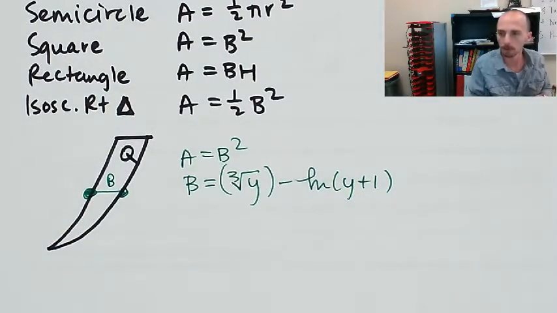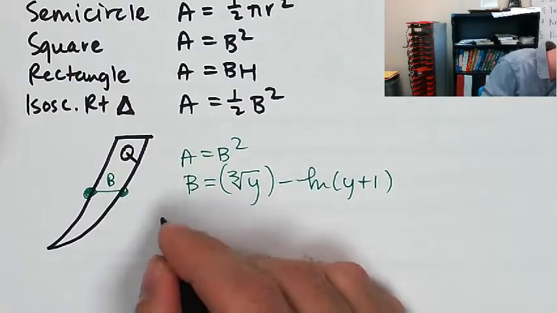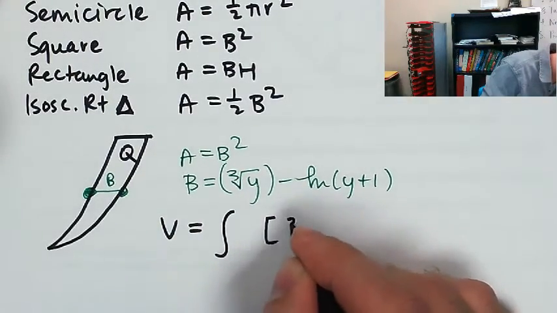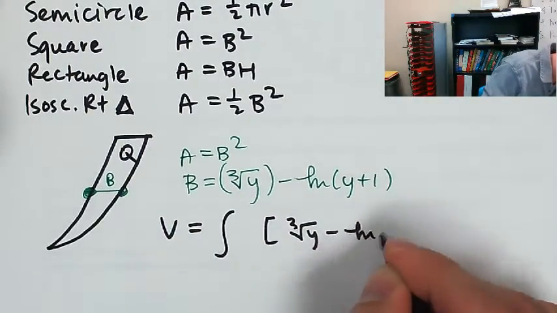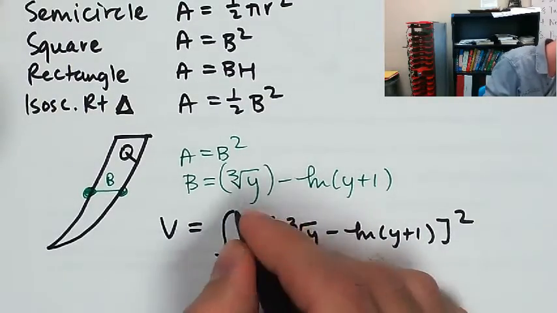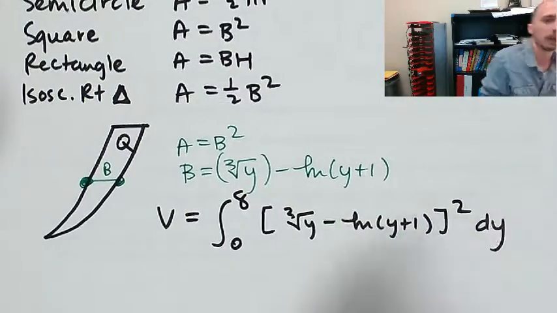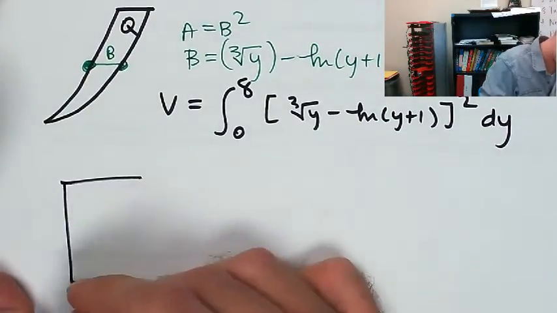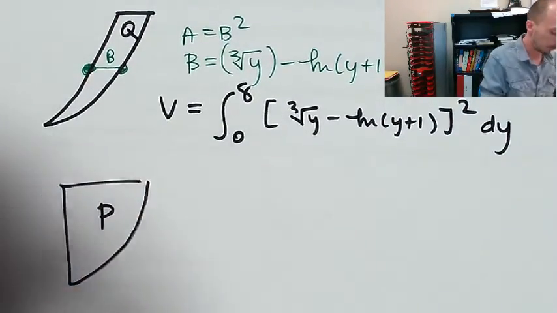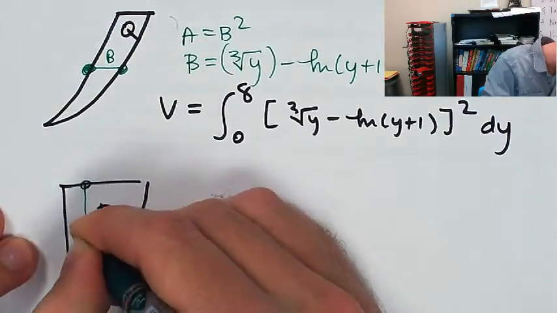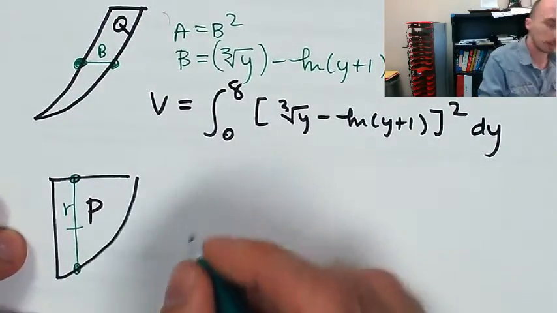Okay, and we know that volume is equal to the integral of area. So that's base squared, so cubed root y minus log of y plus 1. That's my base. I'm going to square it as y runs from 0 to 8. Okay. And then if I wanted to do P, where cross-sections were semicircles perpendicular to the x-axis, my radius would only be half of that distance.